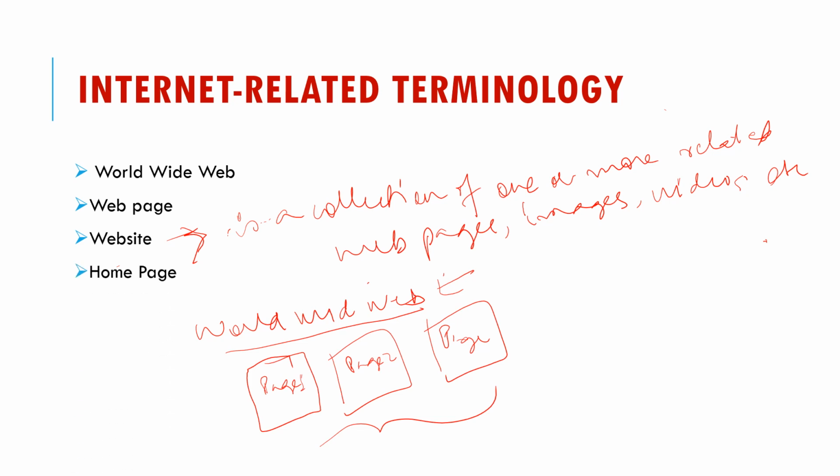The next terminology is the home page. Now suppose you have clicked this World Wide Web on the internet, and the first page that is displayed on your screen is the home page. Suppose page 1 is the home page. The home page is what? It is the first page on the website.